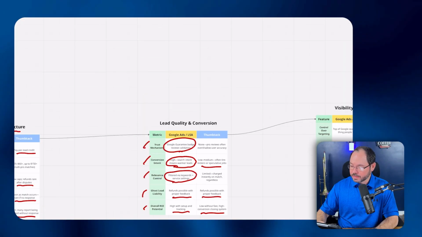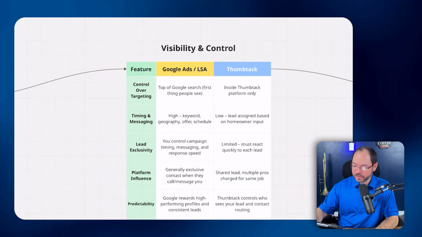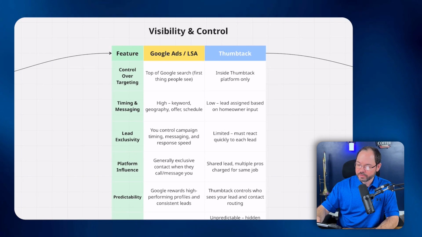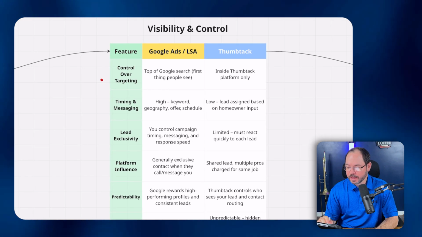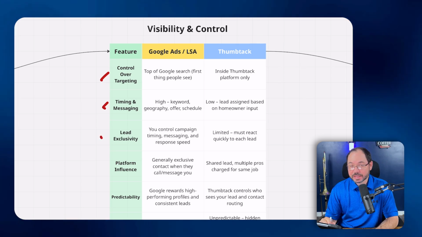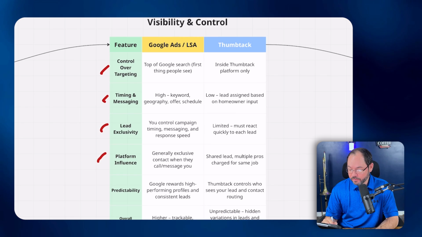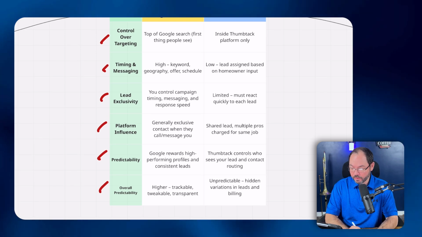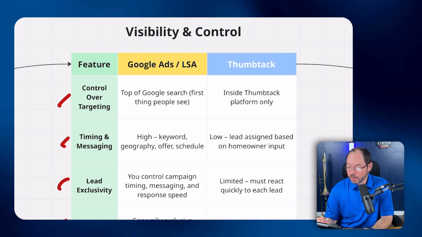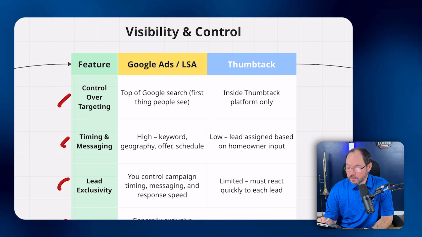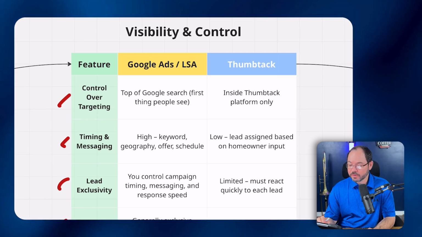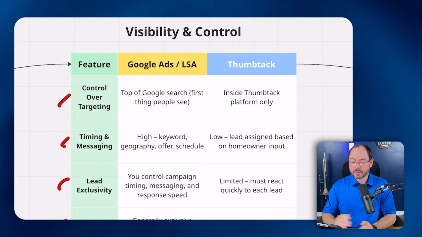All right, so the next section we're going to talk about is visibility and control. Okay, how much are you going to show up visibly, and control? So the things that we're going to look at are going to be control over targeting, timing and messaging, lead exclusivity, platform influence, predictability, and then overall predictability out of everything, right? So first thing, control over targeting. So when it comes to Google Ads, you have a ton of control, right? You're top of search. You're the first thing people see. Local service ads, right?